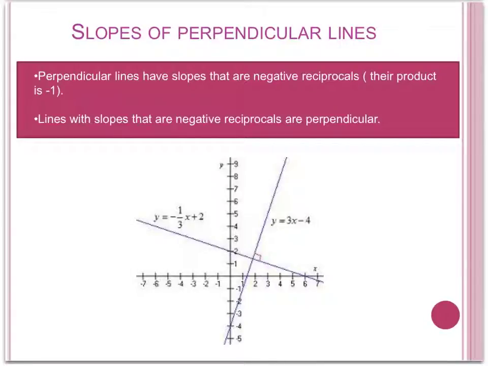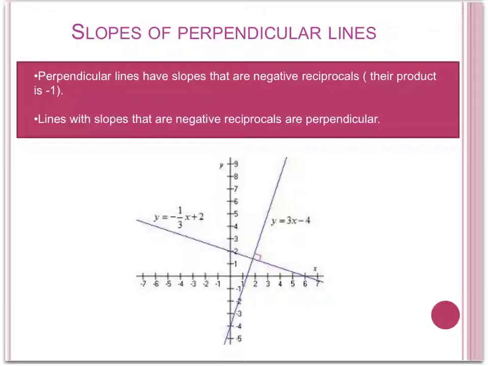Now, we can also look at the slopes of lines to show whether 2 lines are perpendicular. Perpendicular lines have slopes that are negative reciprocals. This means that their product is equal to -1. Lines with slopes that are negative reciprocals are also perpendicular.